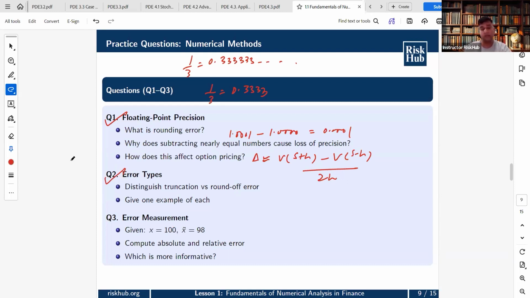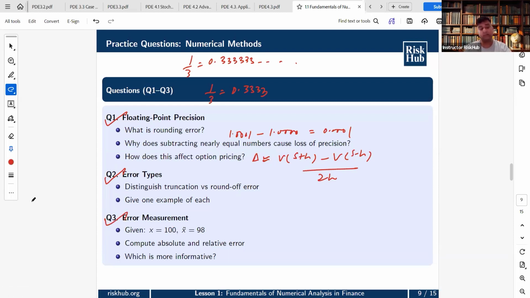Next one is your error types. Again, distinguish truncation versus round-off error. Truncation error means replacing an infinite or continuous process with a finite approximation. For example, binomial trees with 50 steps instead of continuous time. Round-off error means error due to finite computer precision. For example, Monte Carlo accumulating tiny errors across millions of paths. In simple words, truncation error is from stopping the math early. Round-off error is from the computer not storing numbers perfectly.